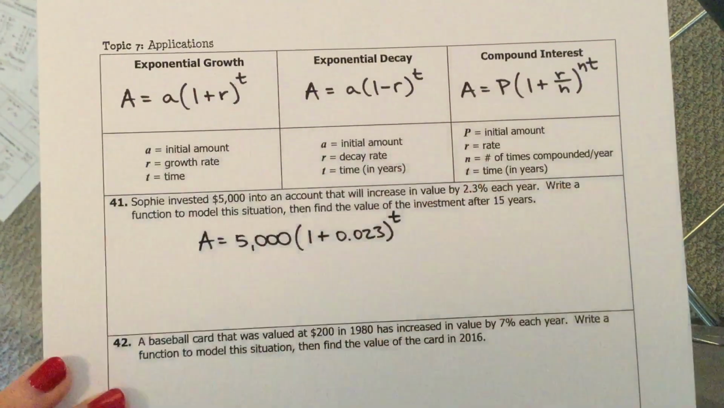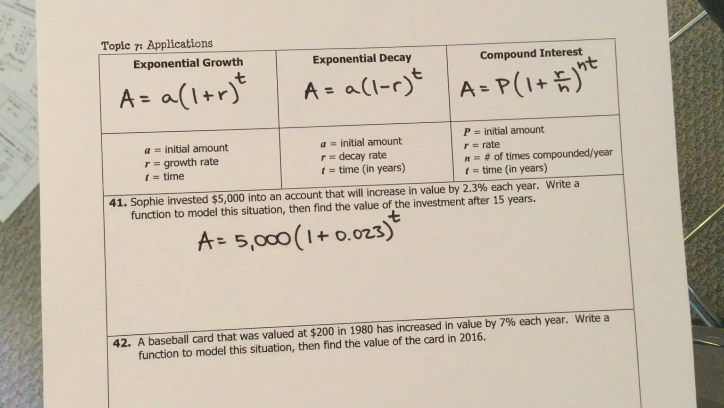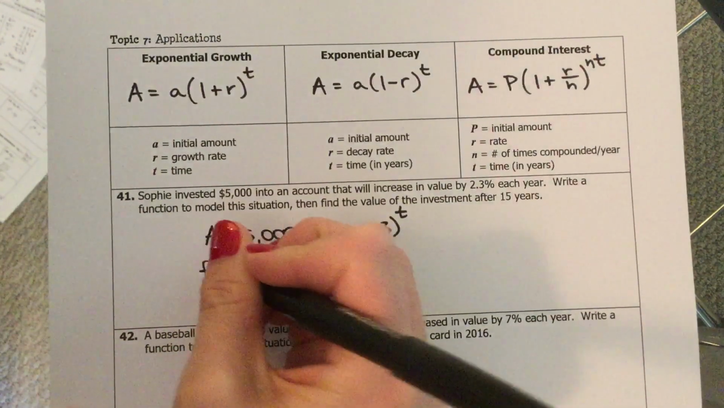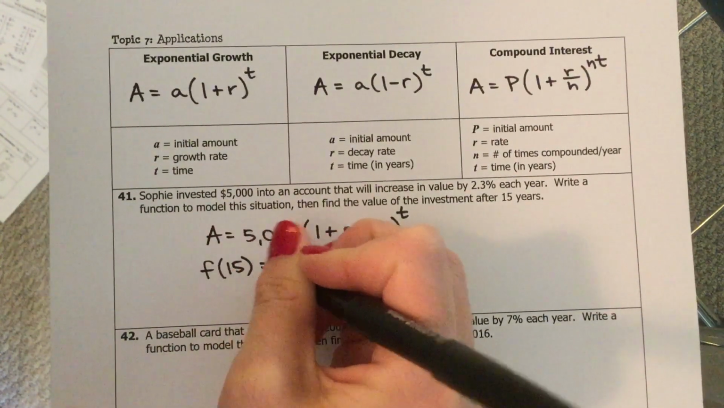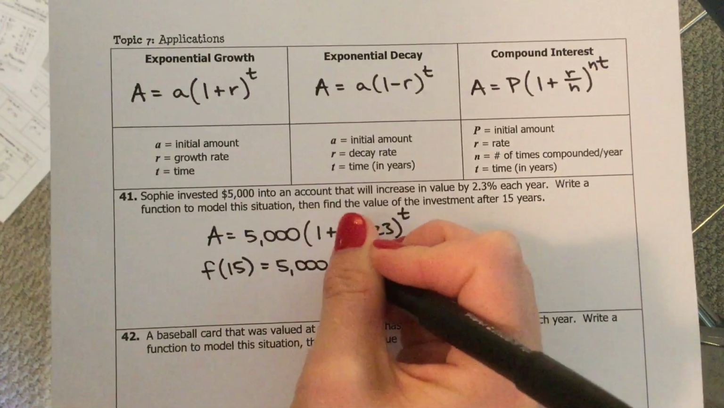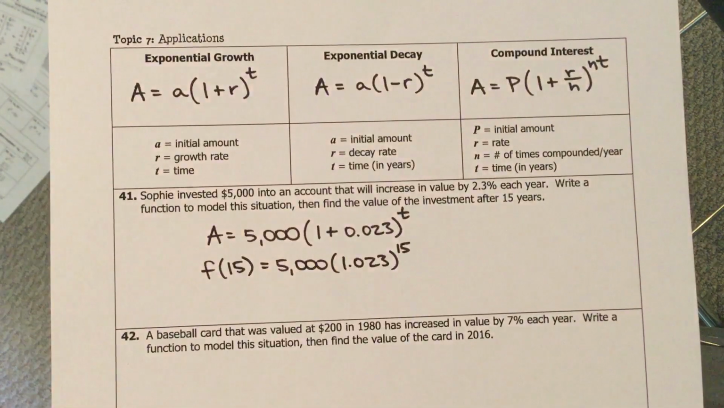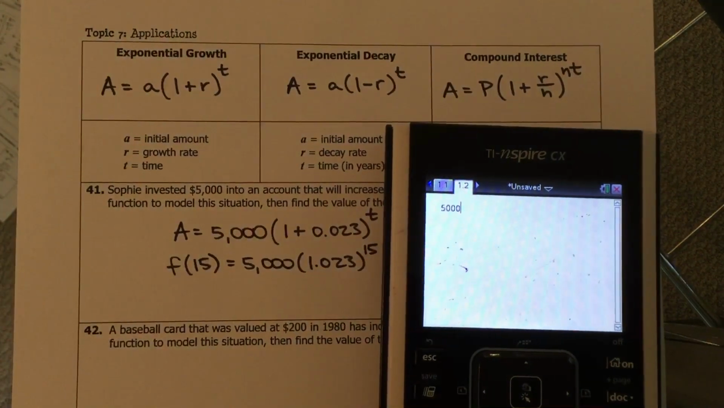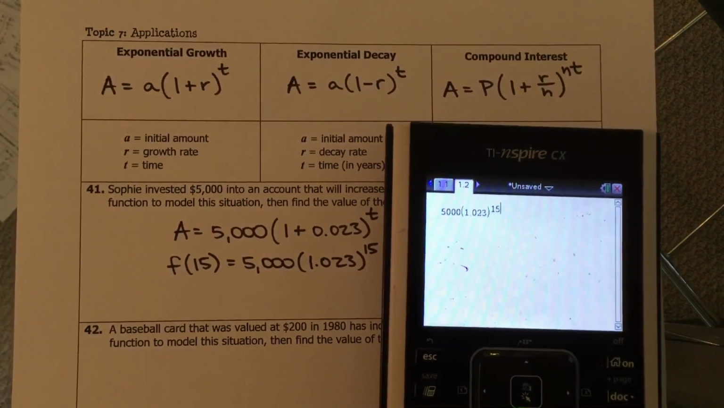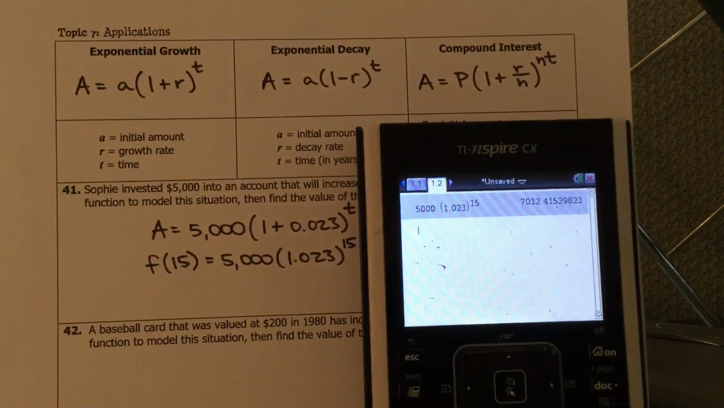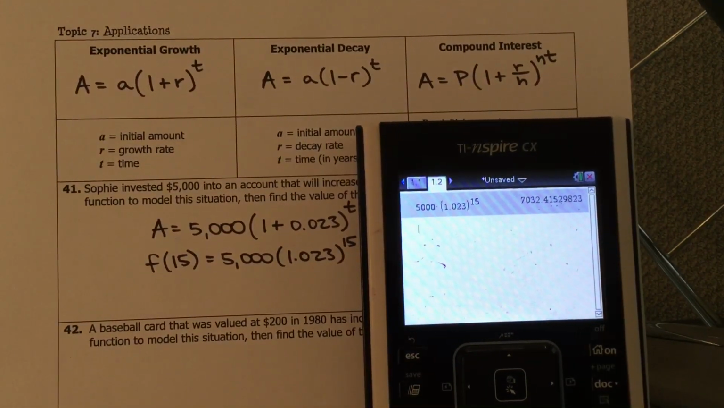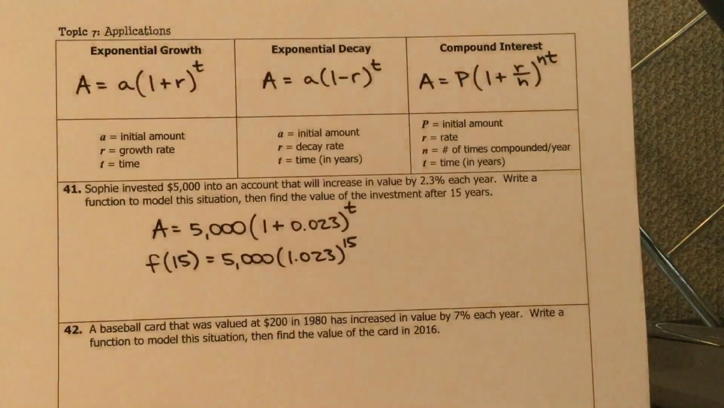Write a function to model this situation. So the function would still have a t in there. And then we use that function to find the value after 15 years. Okay, so write it in function form. We want to know what the value would be after 15 years. I can add that together, and then you sub in 15 for the time. So these would all just be plugged right into a calculator. Desmos, your phone even. Graphing calculator, of course. So we get this value. And when it's money, make sure you just round to 2 decimal places. So 7,032 and 42 cents.